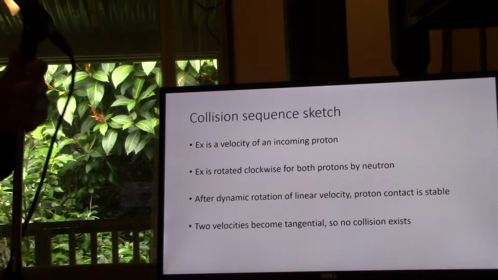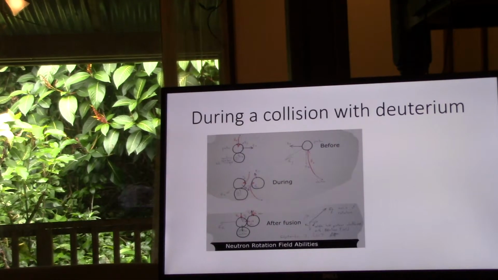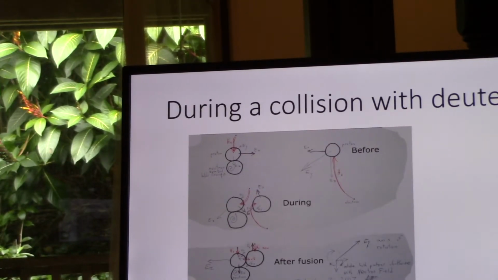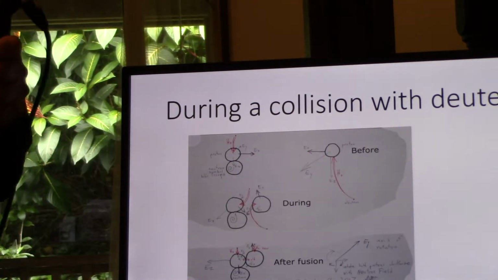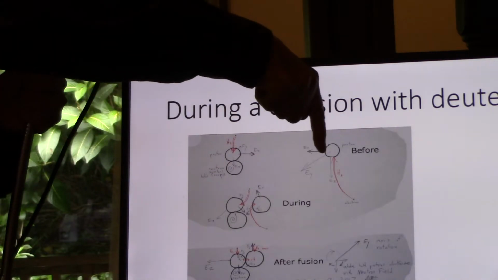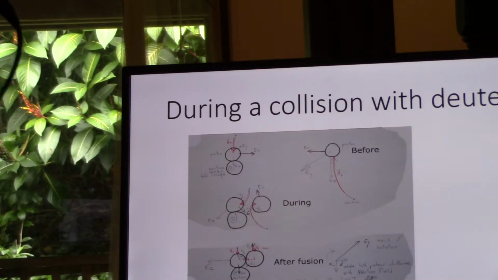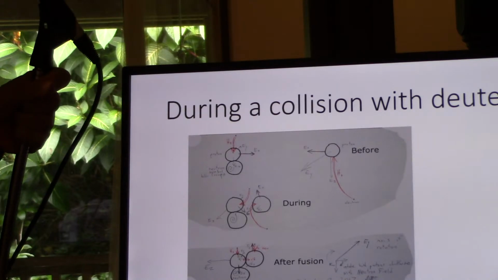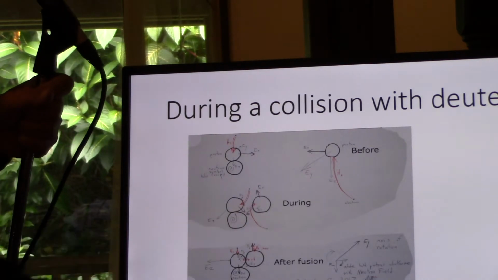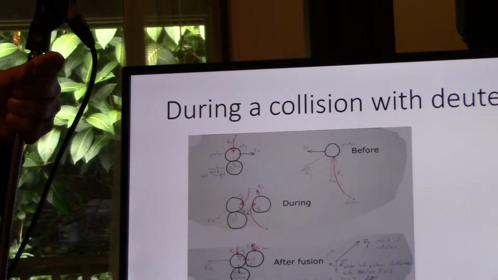Here is the sequence sketch we can see here. Let me zoom in on that a bit. And before the collision, we see here there's a deuterium on the left here, and on the right is a proton coming in. It's going to collide. It's going to come across here and hit this proton. And notice that the EX direction here is the direction of travel. But it gets rotated. When it gets very close here, you can see that arrow now is pointing up in this direction. So it's been rotated clockwise.